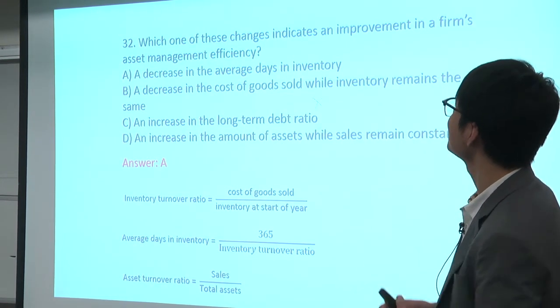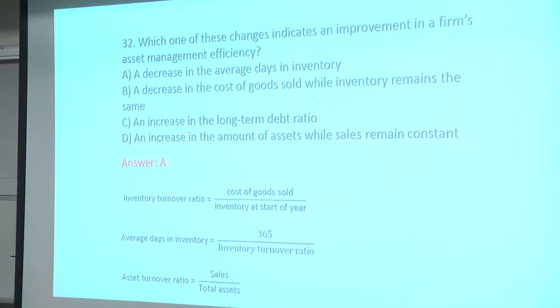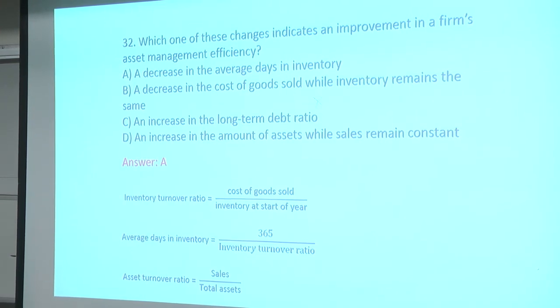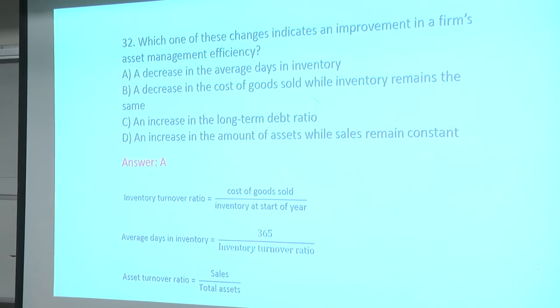Now how do we understand this? A decrease in average days in inventory means the goods in your inventory stay for a shorter time. That means they move out faster. That's increasing efficiency, right? Intuitively, that's correct. Your goods in your inventory stay shorter, they're moving out faster.